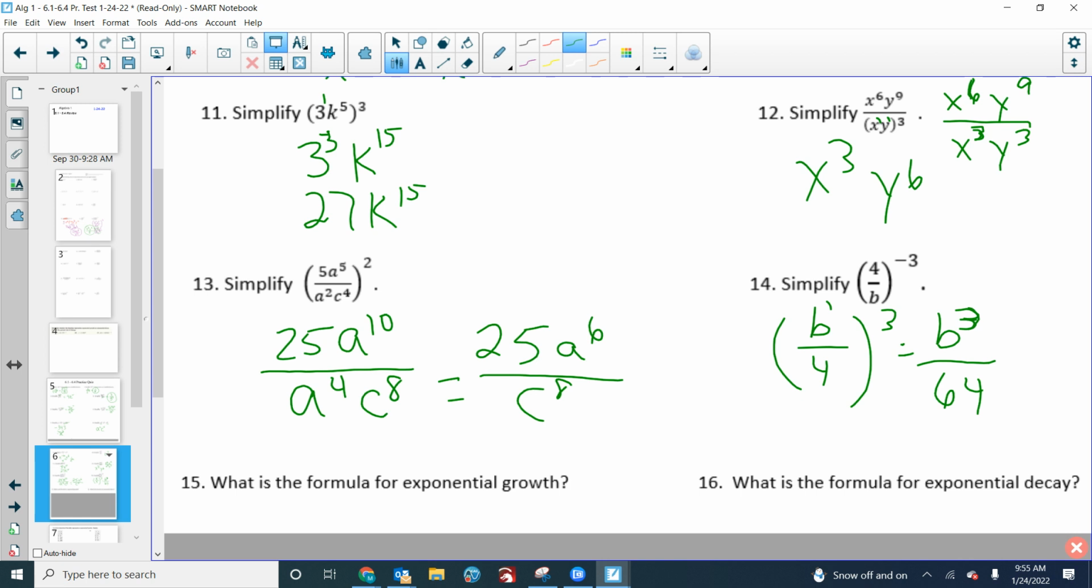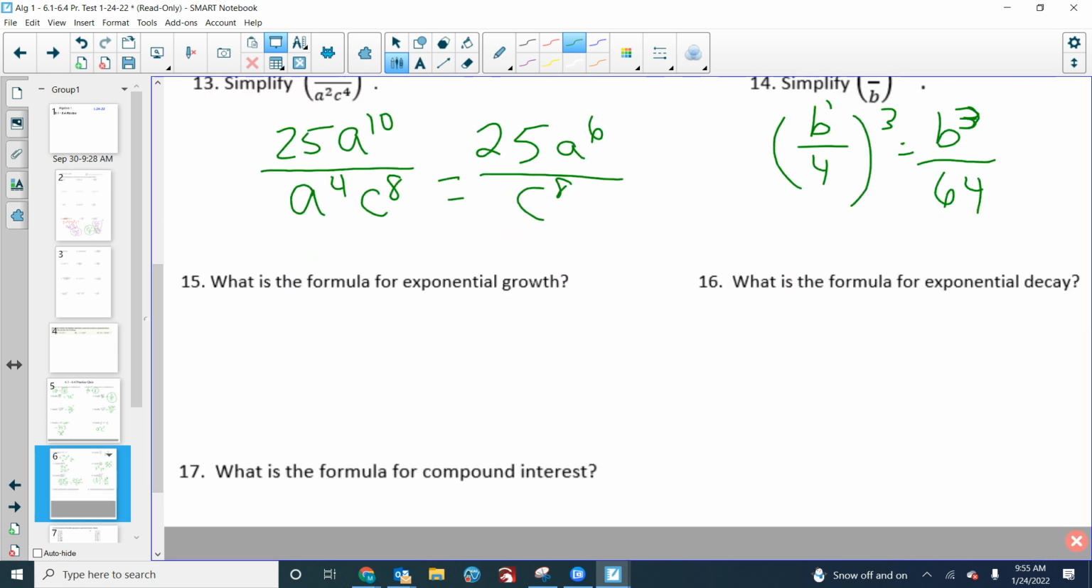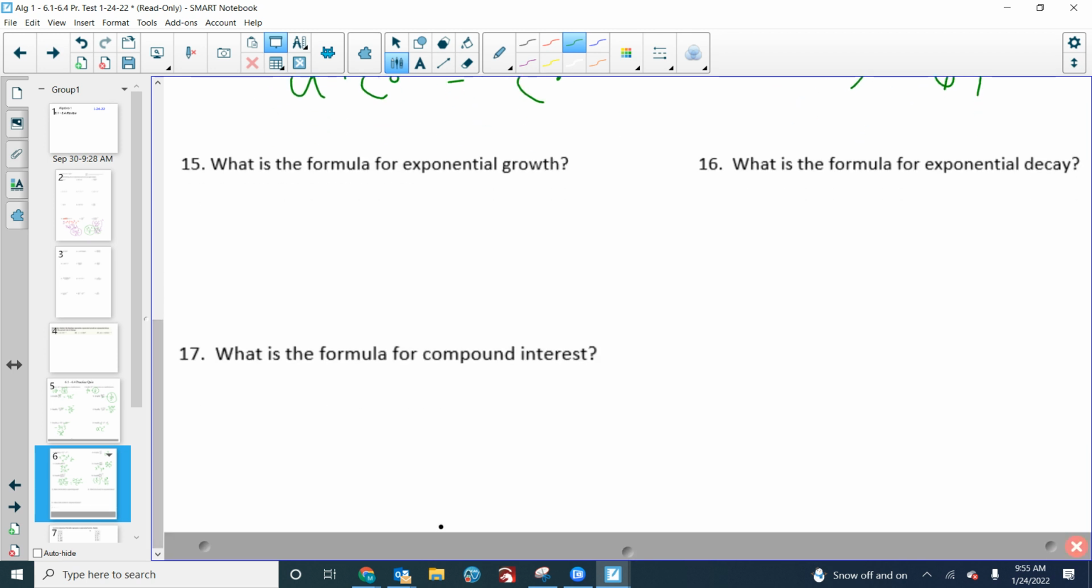Okay, Mr. Westfall is going to take over. You guys see if you can write the formula for these next two. Go. And write the formula for compound interest. Write the formulas down.